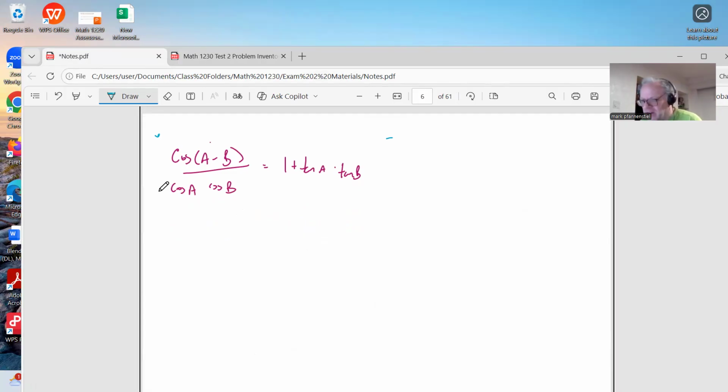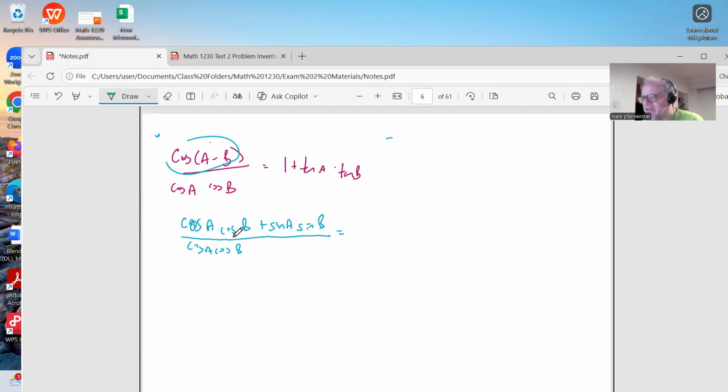if you don't know where to start, start on the left. But usually, start with where you know how to do something. So cosine (A minus B). That's pretty much asking us what is the difference of angles. So we have cosine A cosine B, the signs change, plus sine A sine B, and then we're dividing this by cosine A cosine B.